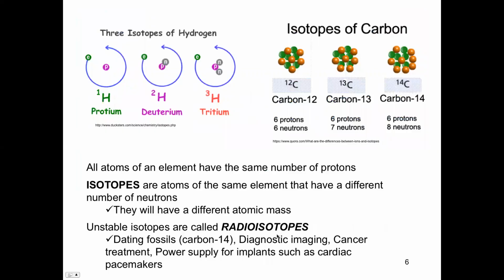Now, the number of protons doesn't tend to vary, but what can vary, not with every element, but with certain ones, is the number of neutrons. And when you have an element with different numbers of neutrons, we call those other atomic masses the isotopes, okay?